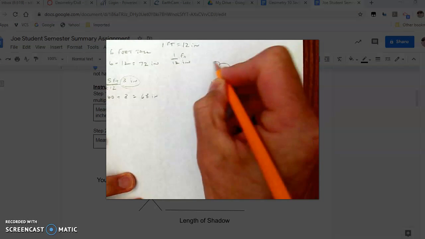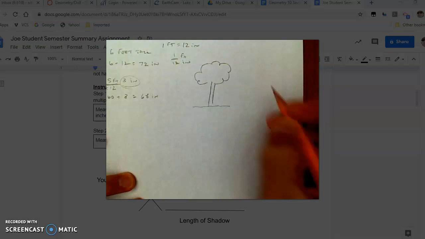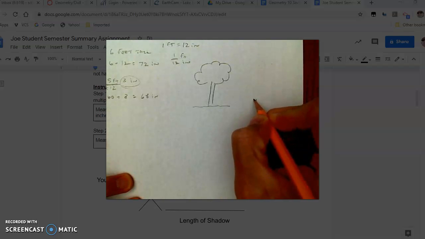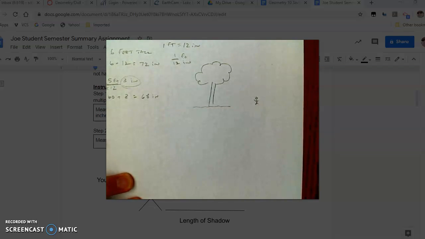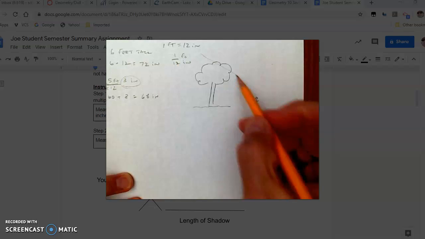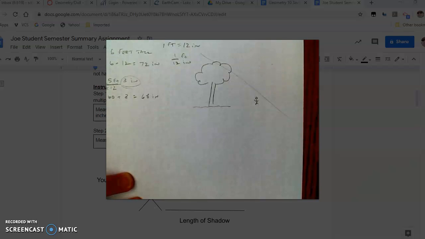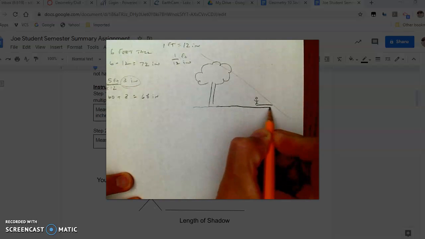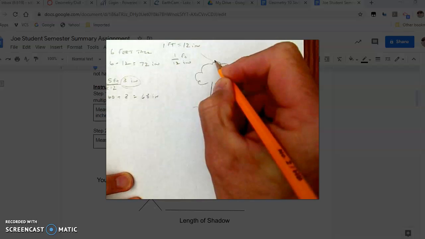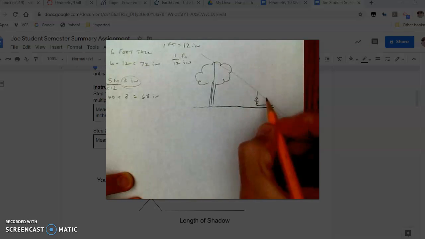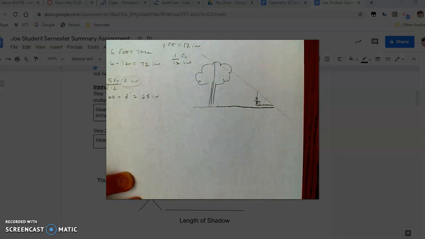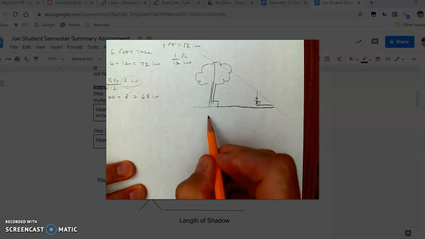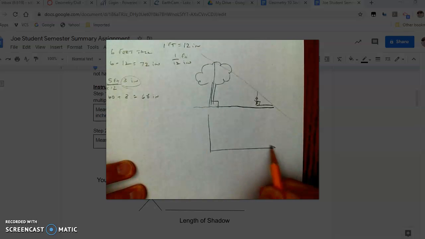So here's a tree. Here's you, right? So the sun shines on both of you at the same angle, right? And so what ends up happening is you've got a triangle made up by you and the ground and the sun's ray, and a triangle made by, let's say, the tree or the lamppost or whatever, and the sun's rays. So you have two what are known as similar triangles.